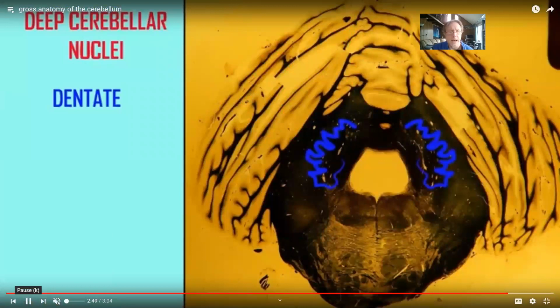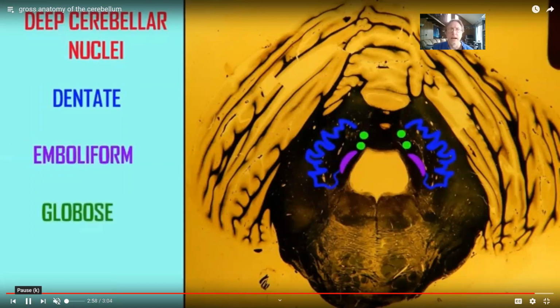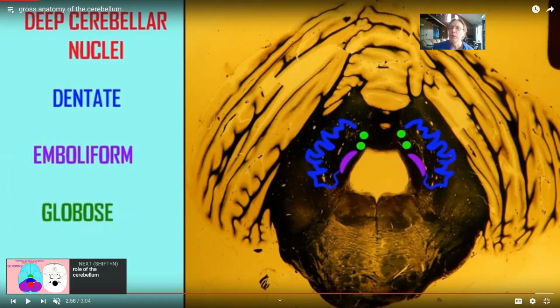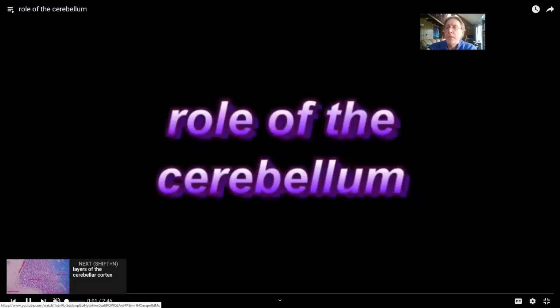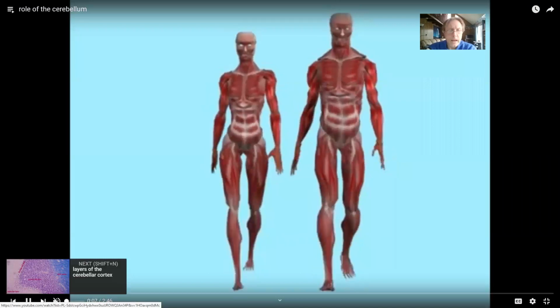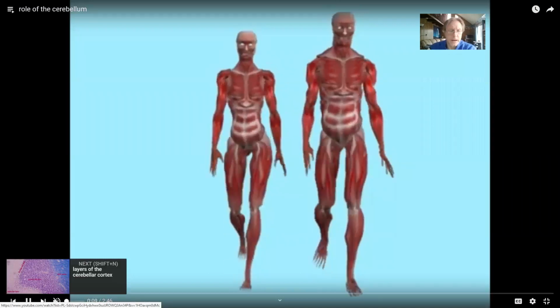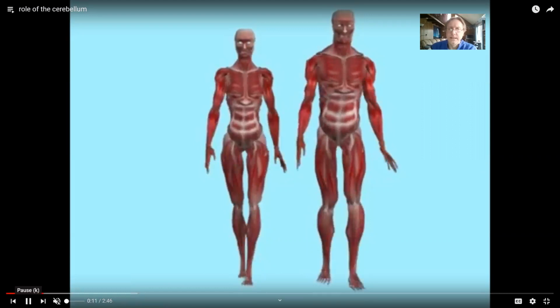The dentate is the most highly folded and the largest. Then there's the emboliform and the globose nuclei. These are the deep cerebellar nuclei. There are three types. So the cerebellum, first off, its main function is in balance and in moderating muscle output. And so I'll certainly be talking about that a great deal.